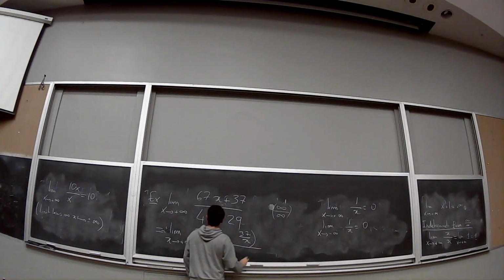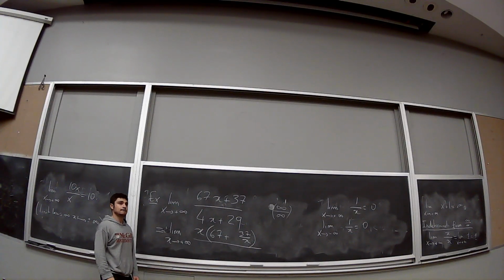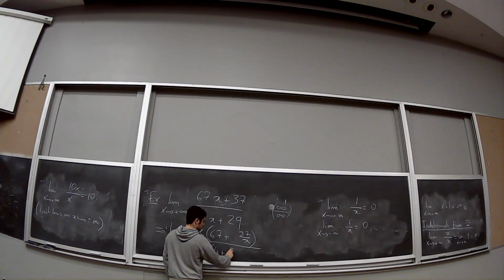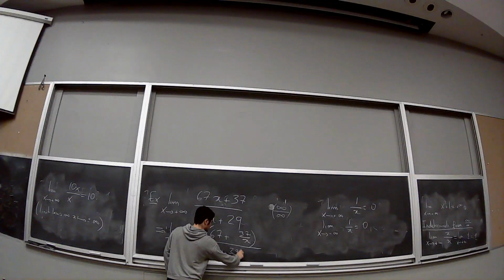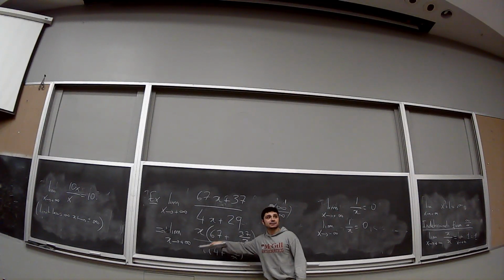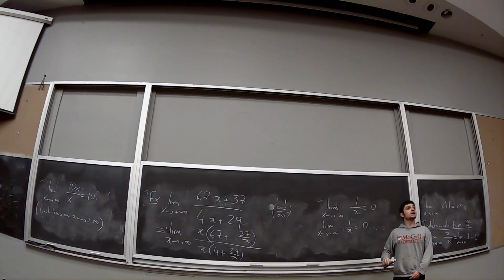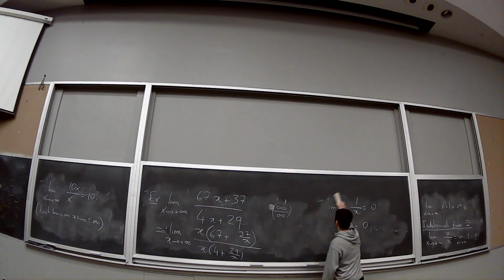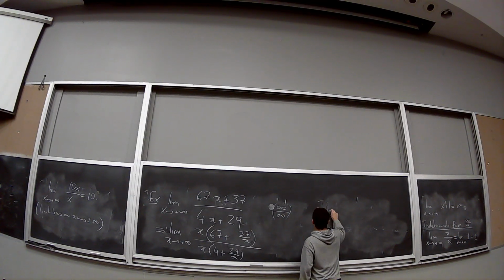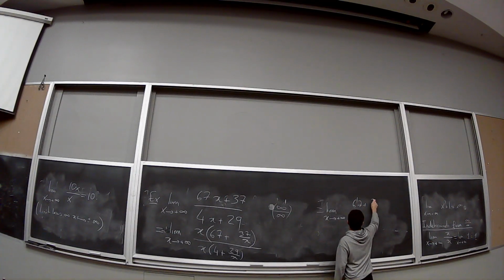Great. On the denominator, I can take an x out. What do I get? 4 plus 29 over x. Did I get rid of my indeterminate form, or are the x's still here? The x's are still there. So what can I do? I can cancel them. What do we get? 67 plus 37 over x, over 4 plus 29 over x.